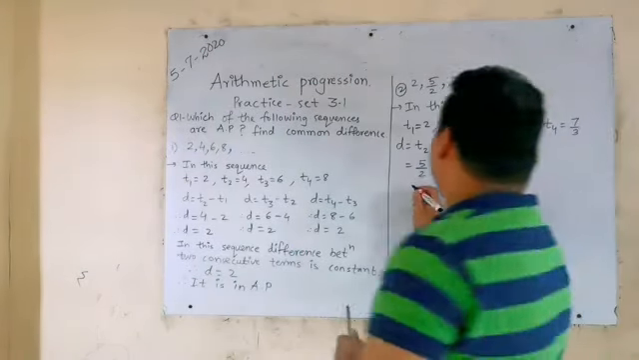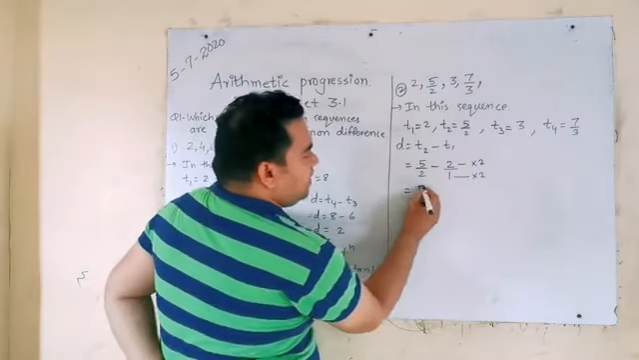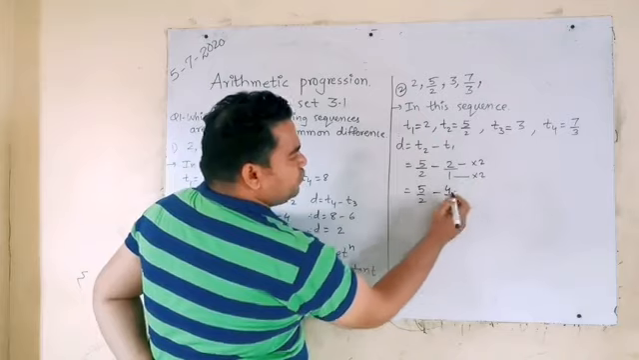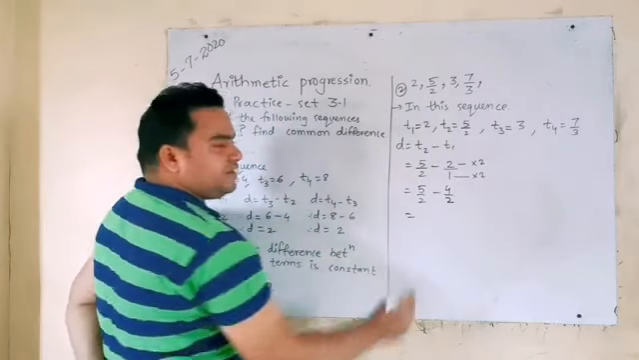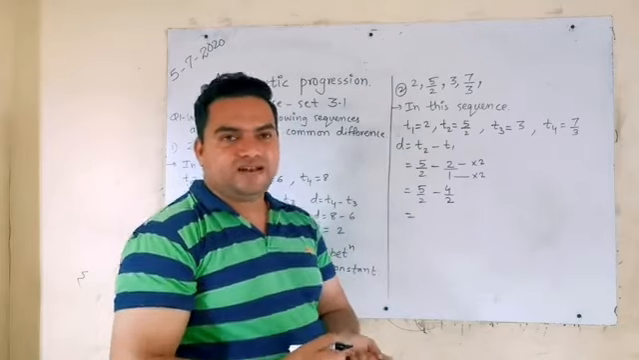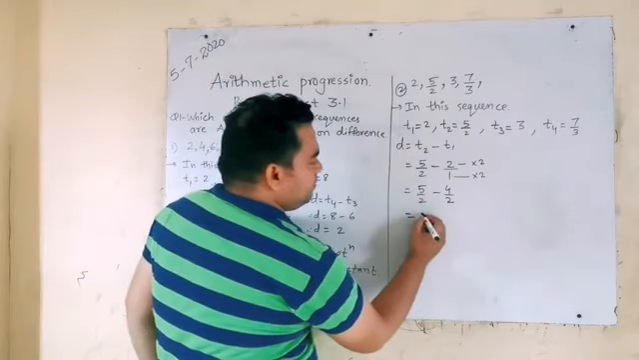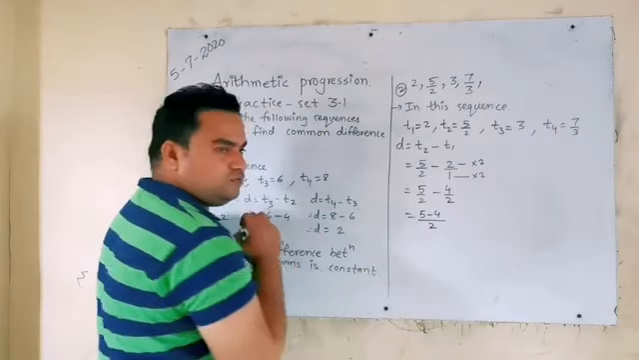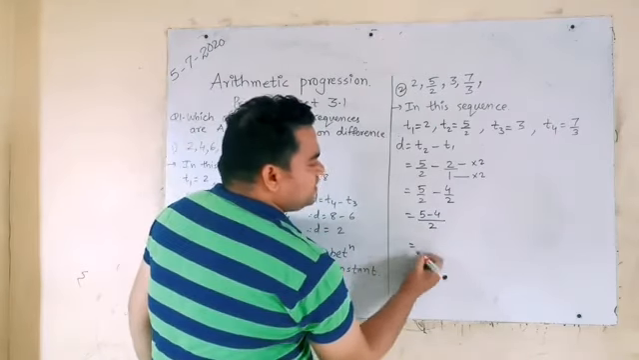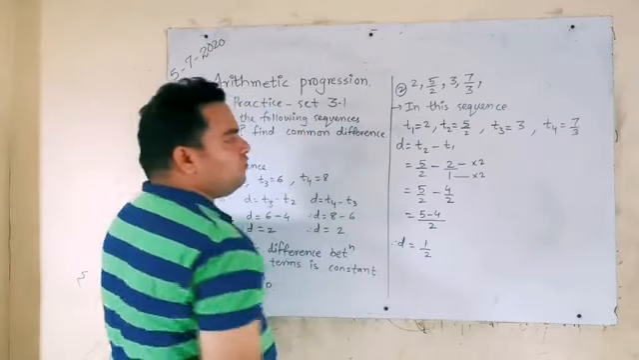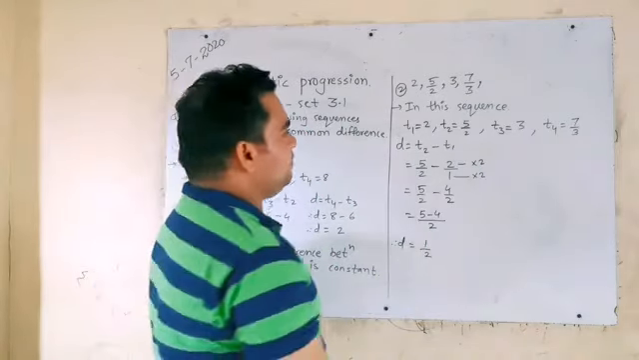So the answer will be 5/2 minus, 2 2s are 4 and 2 1s are 2. So now subtraction is possible. Yes. Why? Because its denominators are the same. So we can subtract the numbers, 5 minus 4, and we have to write the common 2. So the answer will be 5 minus 4, it is 1/2. So what is the difference here? 1/2. Like that same we will find for the next.